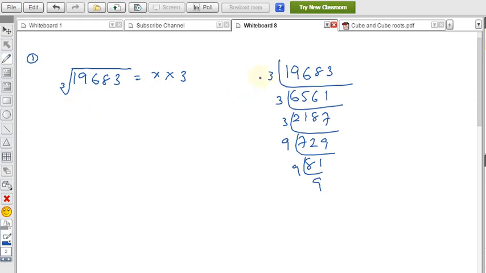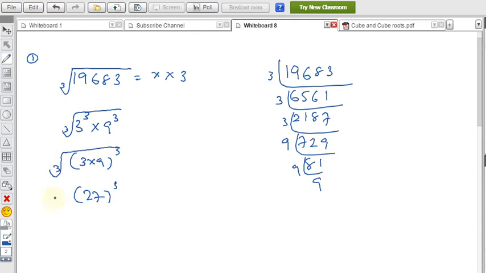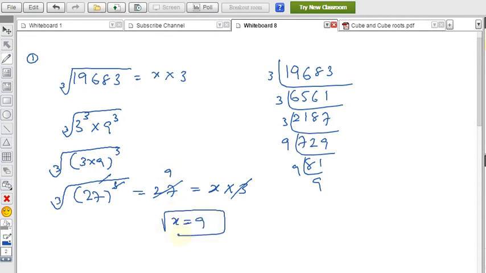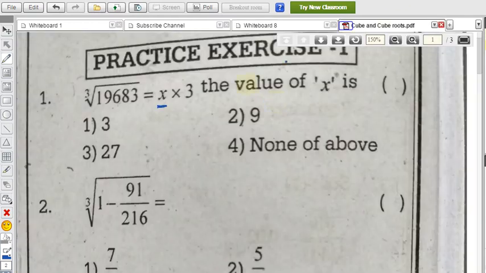So that is 3 cube into 9 cube. So 3 into 9 whole cube, that is 27 to the power 3. That is the cube root of this. Now the cube root and cube get cancelled, 27. That is x into 3 we are given for it. You can cancel, 3 ones are 3, 3 nines. So x is equal to 9. Only the x value was asked, that is equal to 9.